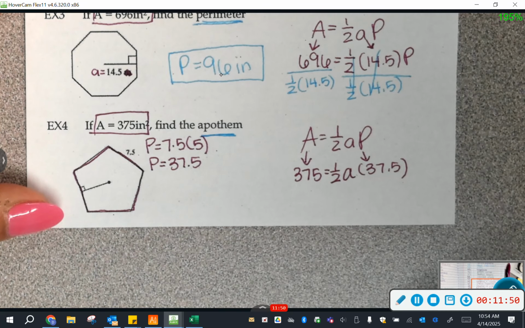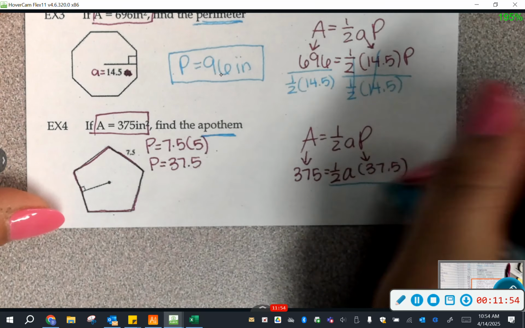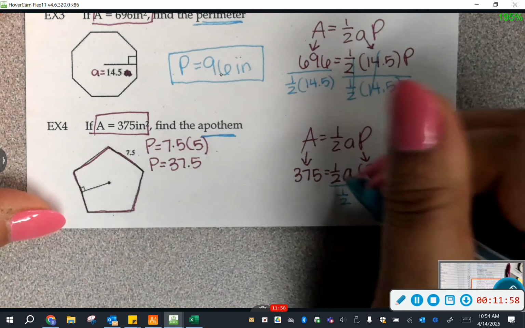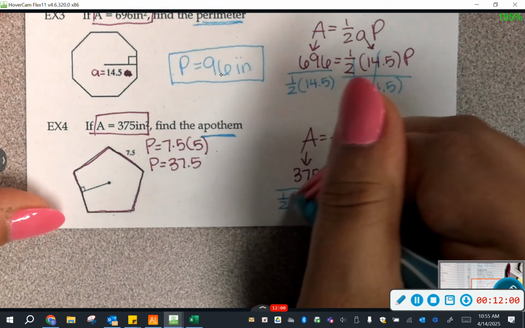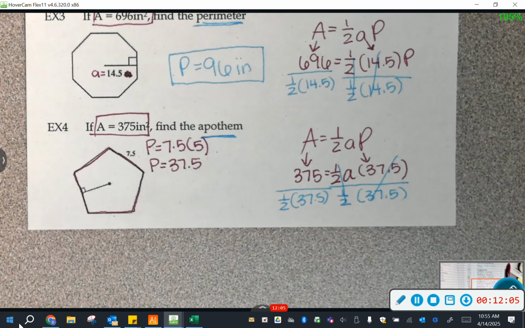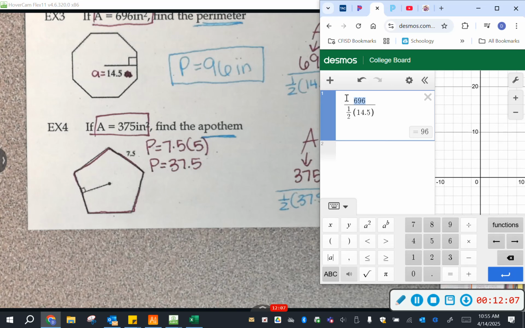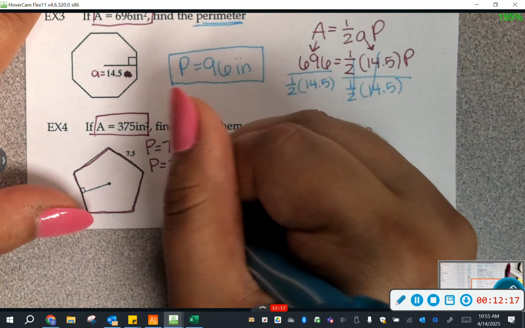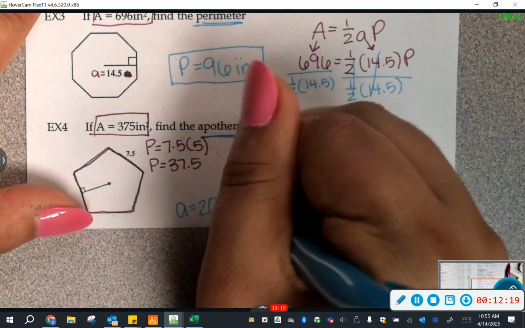And now what do I need to do to get the apothem? Divide by 37.5 and 1/2. And when I do that in the calculator, what is 375 divided by 1/2 of 37.5? I get 20. The apothem is 20 inches.